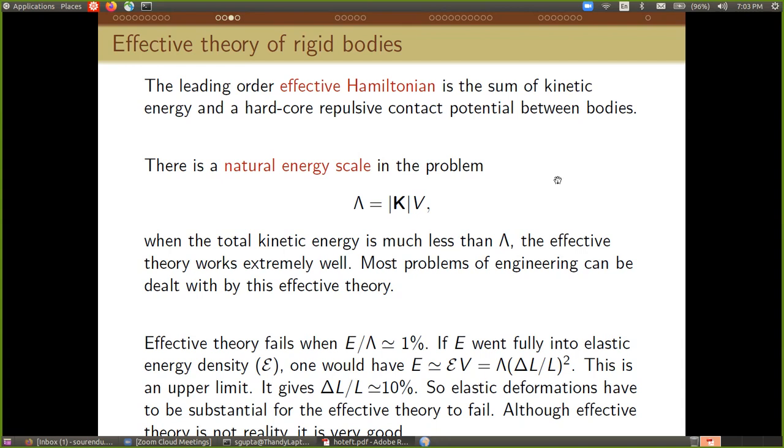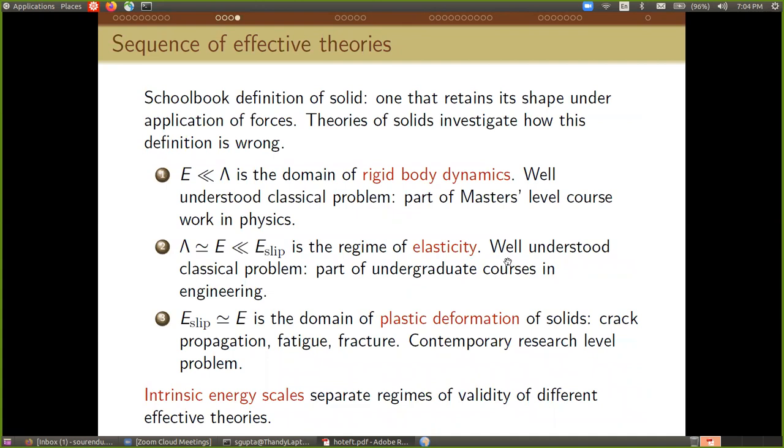Okay, so that's the first thing to understand, that effective theories are theories which work very well below some natural energy scale that you want to work with. But also more than that, there can be sequences of effective theories. So if you go back to your textbook definition of a solid from your school days, you'll be told that a solid is something that retains its shape under applications of external forces. A solid does not change its shape. Okay. And that is one approximation, but theories of solids investigate how this definition goes wrong. Now, this kind of definition gives rise to rigid body dynamics, which I just described, this effective theory that I just wrote about.